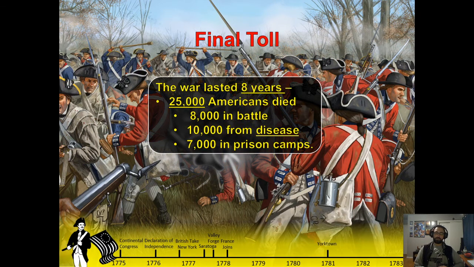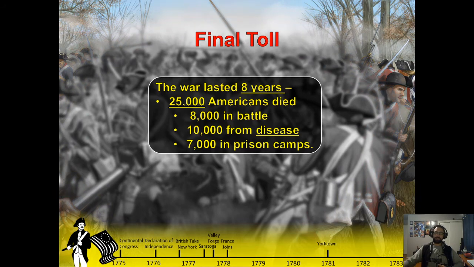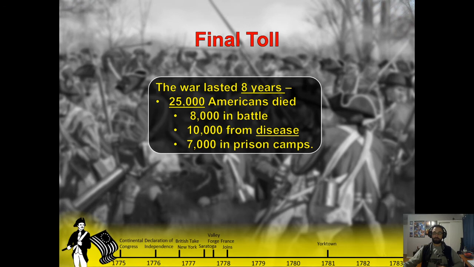So, the final toll. The war lasted 8 years. And in the end, 25,000 Americans died. And I find it really interesting that only 8,000 of those 25,000 were in battle. Most people died from disease. And we're talking about soldiers here. 25,000 American soldiers died. 8,000 of them died in battle. 10,000 of them died from disease. That's how big a deal disease was at this point. We still did not have modern medicine, and so this was a common problem.